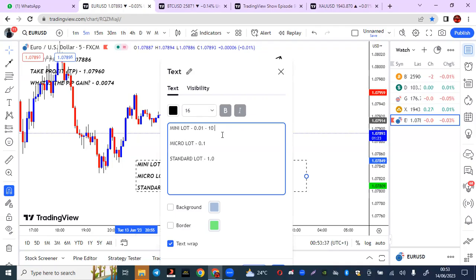10 cents. So for every 0.01 lot you use and the market goes 1 pip in your direction, you're going to gain 10 cents, which is 0.10. Yeah, 10 cents. Now for micro lots, every pip you gain or every pip you lose is equal to $1. For standard lot, 1 pip is equal to $10.